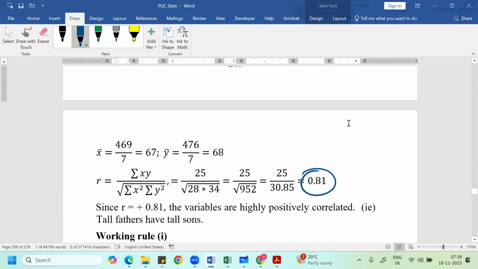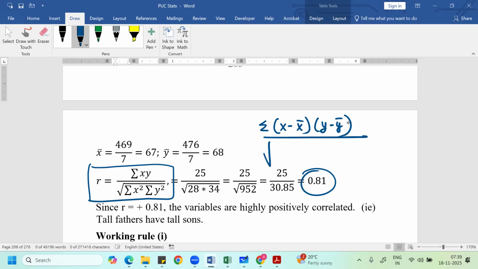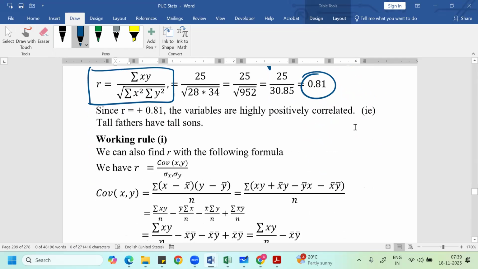And how this formula came about, I have explained to you. This is the value formula, and this is another way of writing it: the summation of (x minus x bar) into (y minus y bar), under the square root of the summation of (x minus x bar) whole square and the summation of (y minus y bar) whole square. Clear?